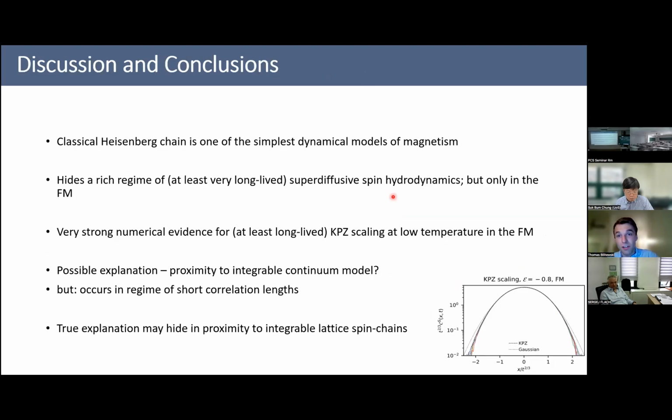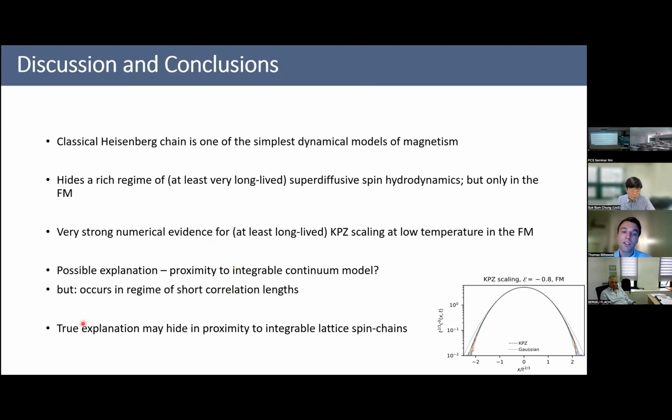So with that, we found that this Heisenberg chain, this simplest model of a magnet, actually hides this rich regime of superdiffusive spin hydrodynamics that people weren't aware of before. We found very strong evidence of at least long-lived KPZ scaling. And now we have to wonder, where does it come from? As I mentioned, you could think, okay, we know the continuum model is fully integrable, so maybe it is just continuum physics that shows up here for at least some time.